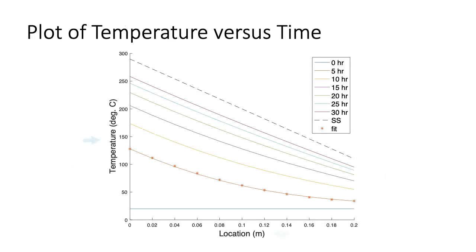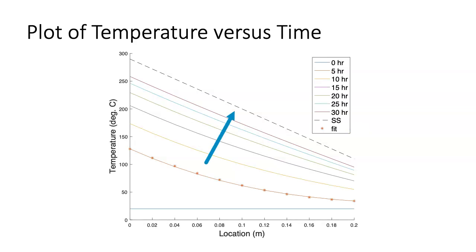Finally, here is a plot of the temperature versus x location, or temperature profiles, at a range of times. At the initial time, the temperature is uniform at 20 degrees Celsius. After 5 hours, the temperature is approximately 130 degrees Celsius and 30 degrees Celsius at x equals 0 and L respectively. A polynomial curve fit for the temperature at this time, which again is the one we use to solve this problem, is indicated by the asterisks and corresponds to the curve labeled fit.